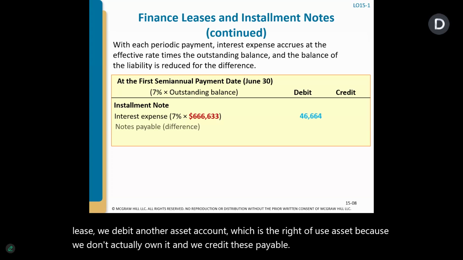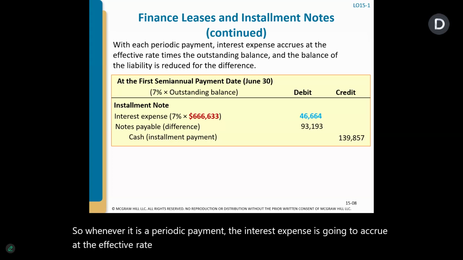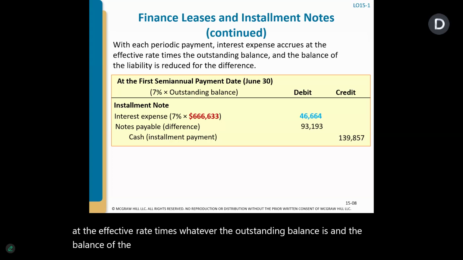Whenever there's a periodic payment, the interest expense is going to accrue at the effective rate times whatever the outstanding balance is, and the balance of the liability is going to be reduced for whatever that difference is.